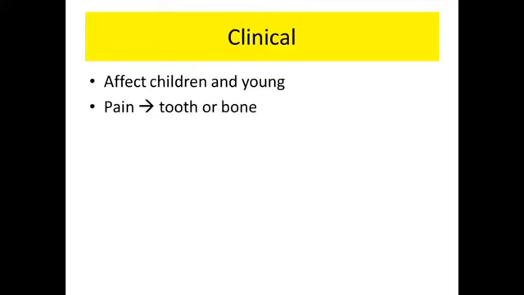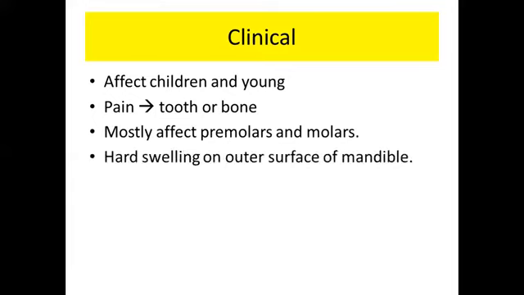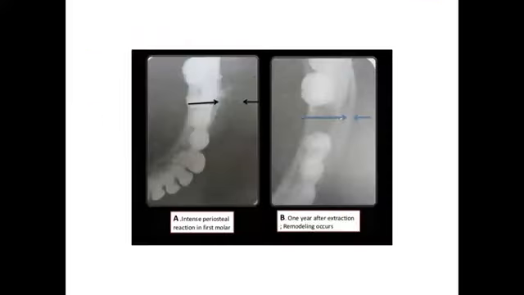It affects children and young people, with pain in the tooth or bone, mostly seen in premolars and molars. Hard swelling on the outer surface of the mandible. It arises from dental infection or periodontal infection. It can affect the outer surface of the bone due to the reaction of the periosteum.